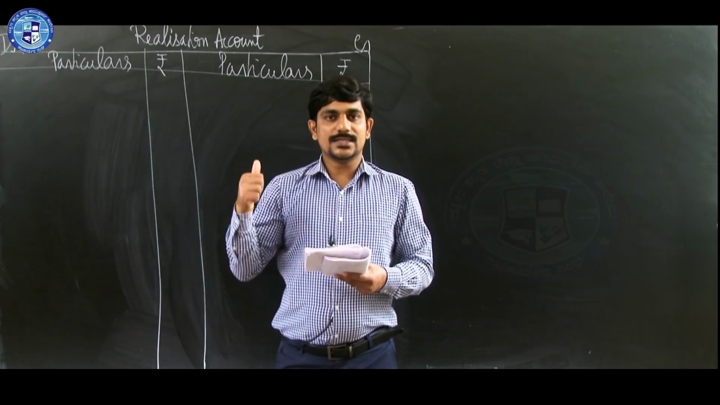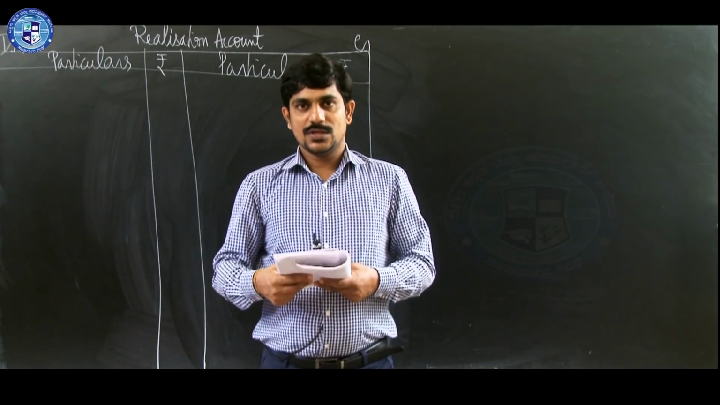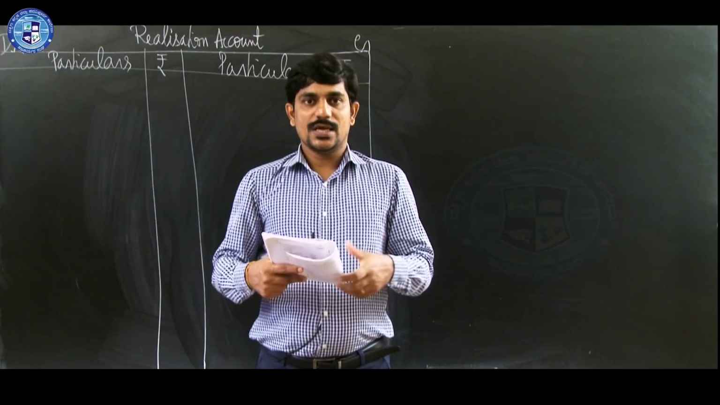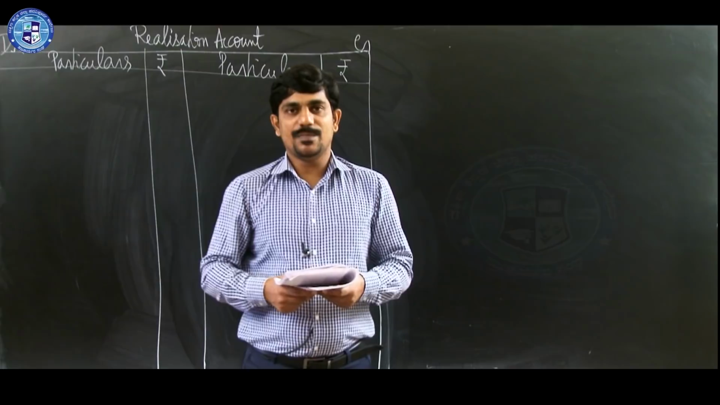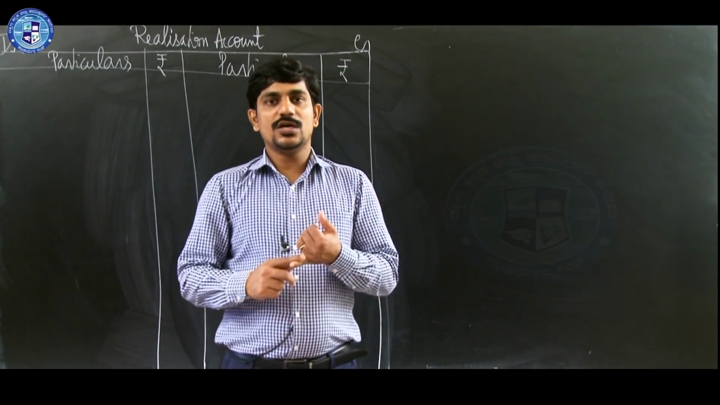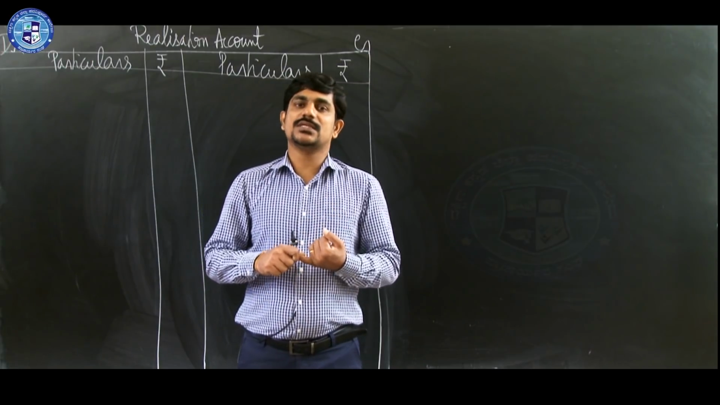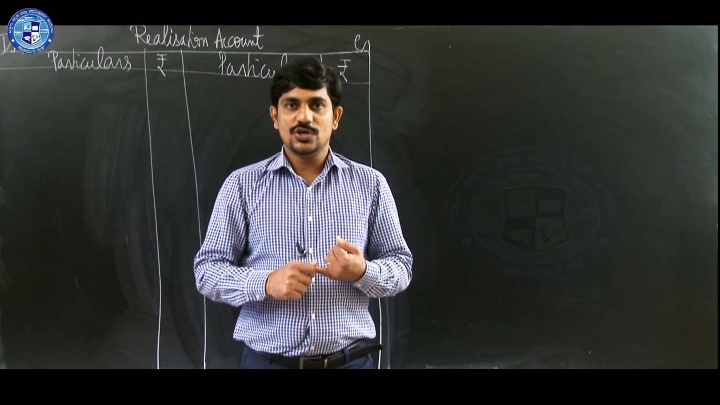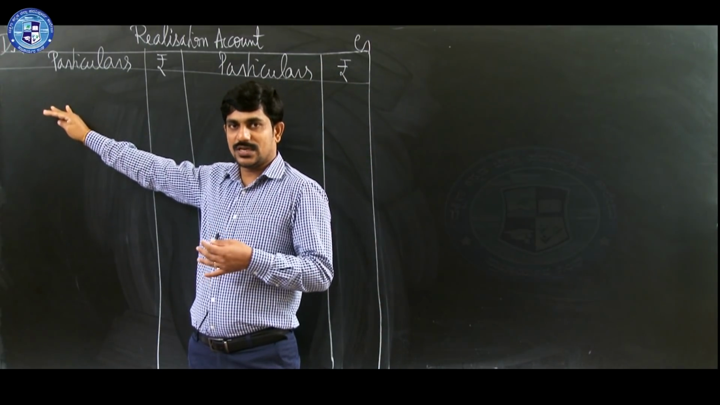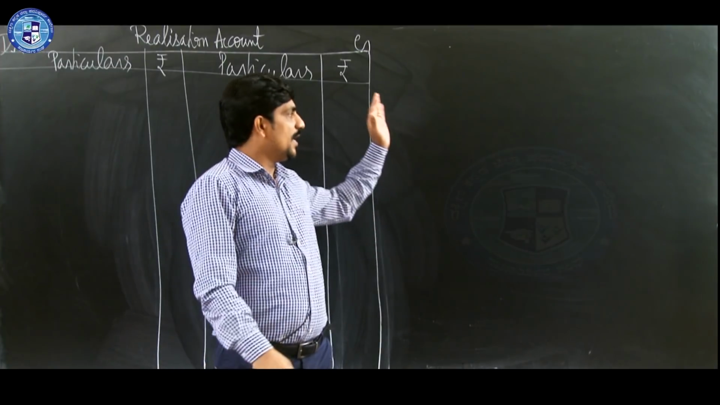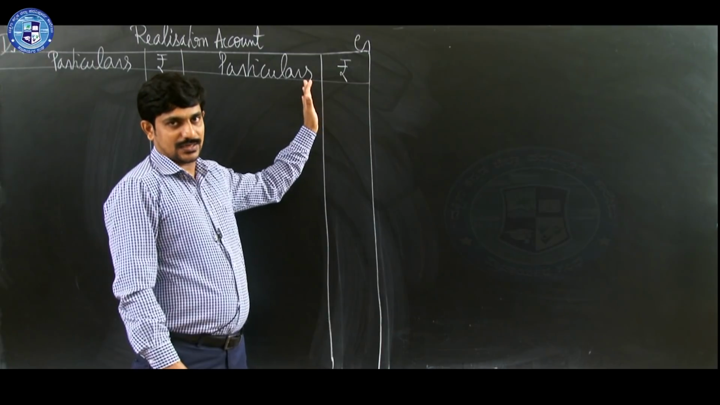As I told, when you are preparing realization account, we need to follow 7 steps. So first step is what? In the balance sheet you can see assets as well as liabilities. From the balance sheet you need to record all the realizable assets. Realizable assets are those assets which can be converted into cash. Those assets we need to record under the debit side, as assets show a debit balance. And all the external or outsiders' liabilities we need to record under the credit side.